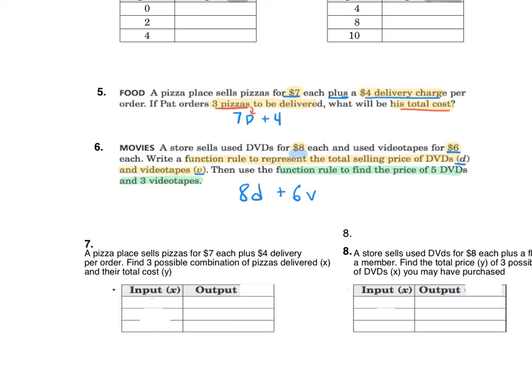Okay, let's take a look down here. If a pizza place is selling pizzas for $7 each, plus a $4 delivery fee, what could the combinations be here? So I want you to think about it. Each time, what are we doing to our x? We're adding a $4 delivery. So this would be my rule. Decide how many pizzas you're going to get here, and then plug in your rule.